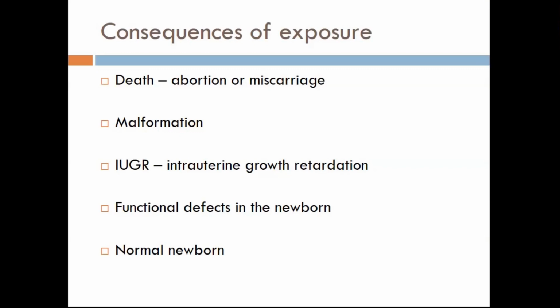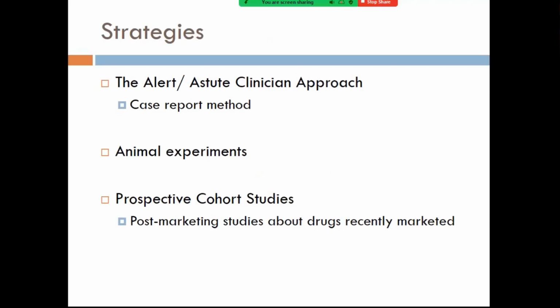So give the advice prudently, in a quite non-ambiguous manner, but don't forget to tell them we really do not know the outcome in a great percentage of cases, right? And give it in percentages. So what are the strategies to learn about teratogenic exposure? The first is the alert or astute clinical approach, then the case report method, animal experiments, and prospective cohort studies.